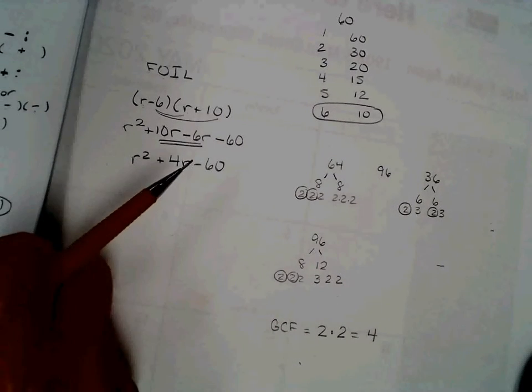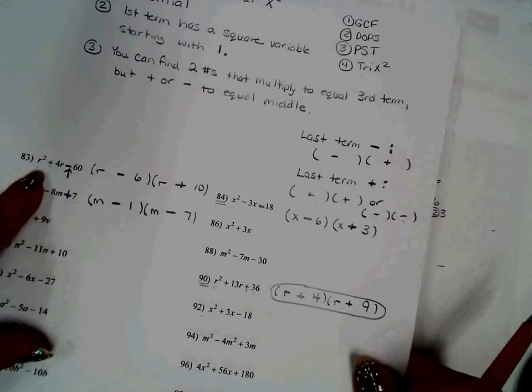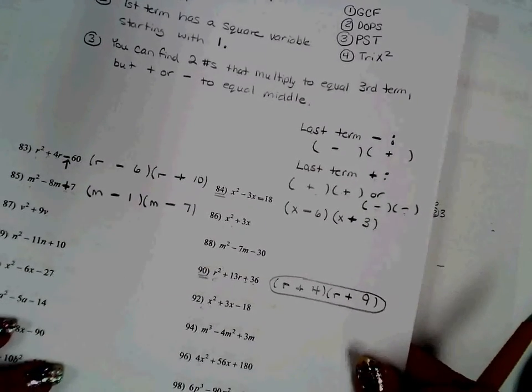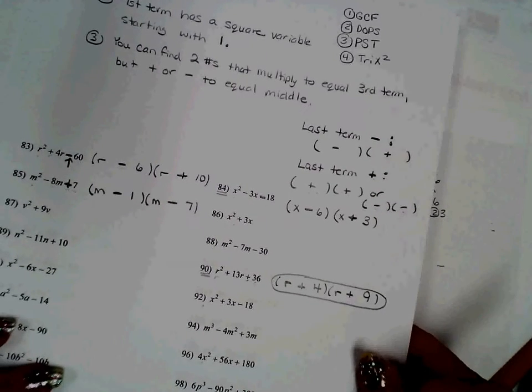Look back at problem 83. R squared plus 4r minus 60. So you may check your work by foiling. Okay, you check your work by foiling.